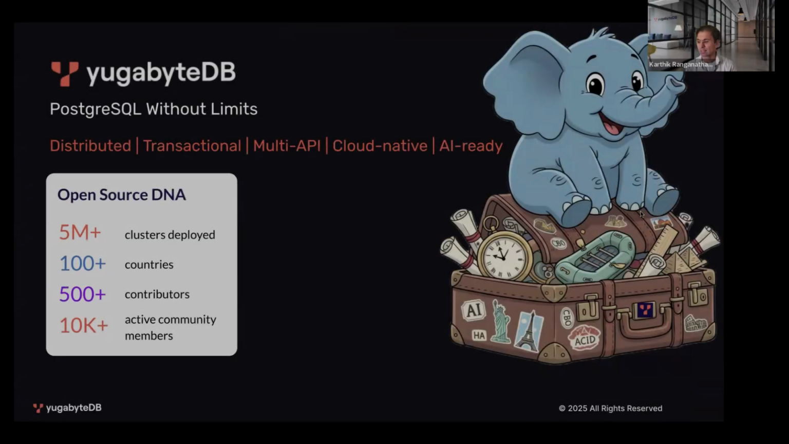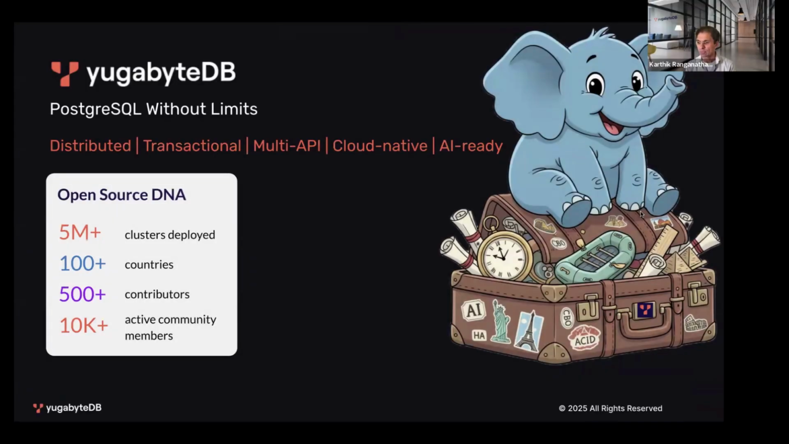So for folks that are not familiar with YugabyteDB, we convert PostgreSQL. It's a new database. We've taken Postgres as the source code and we made it a distributed database. And we're fully open source under Apache 2.0. We've had quite a few members in the community contributing, a lot of deployments, et cetera, and we are a distributed cloud native version of Postgres, right? These are some of the things we focus on: distributed transactions, multi-API, cloud native, and supporting AI workloads.